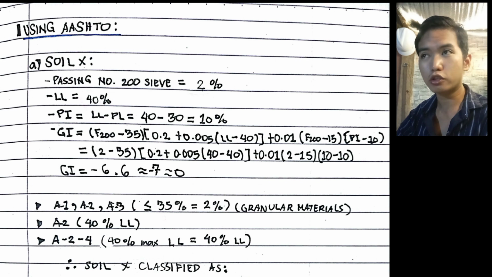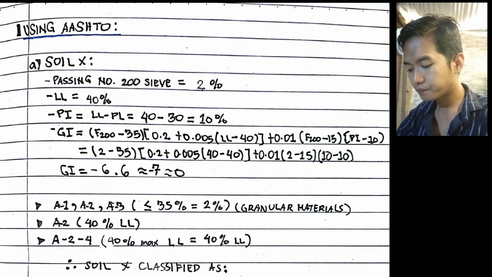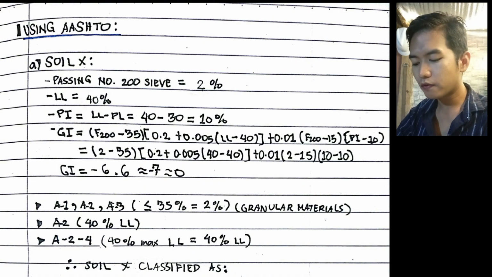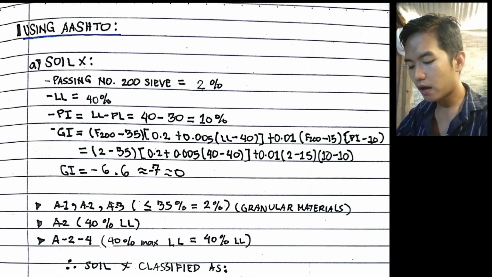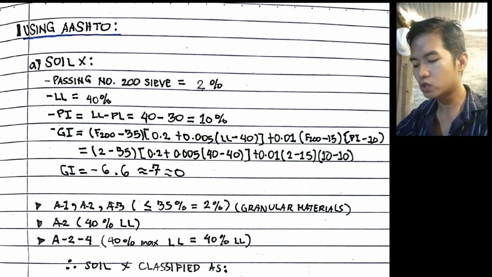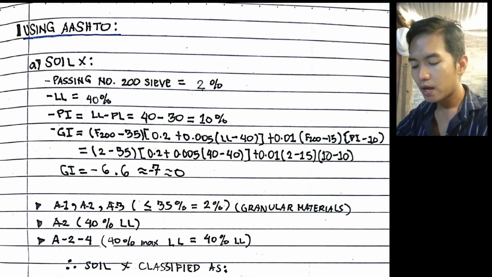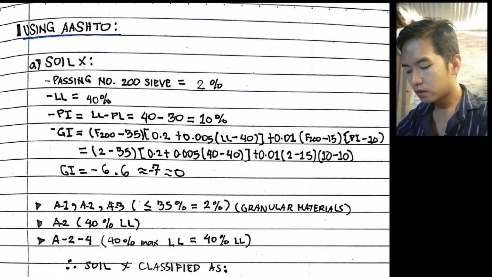And for its GI, we use the general formula for the group index: F200 minus 35 times 0.2 plus 0.005 times liquid limit minus 40 plus 0.01 times F200 minus 15 times plasticity index minus 10. So we plug in the values and get a GI of negative 6.6, then since it is negative, it is rounded off to 0.